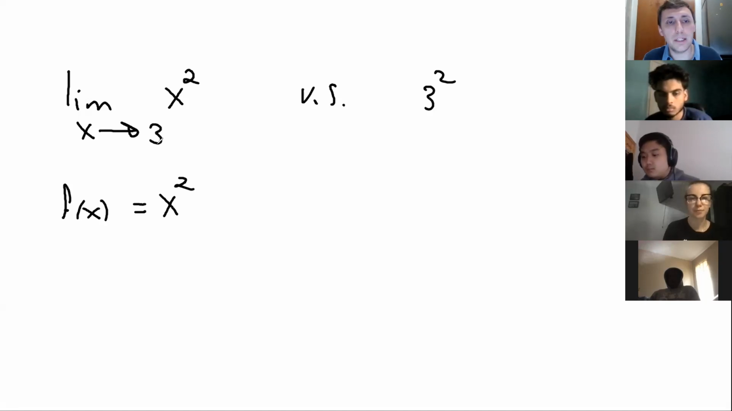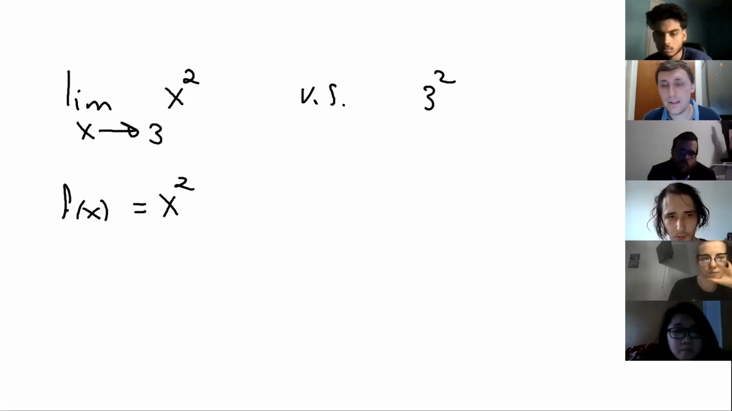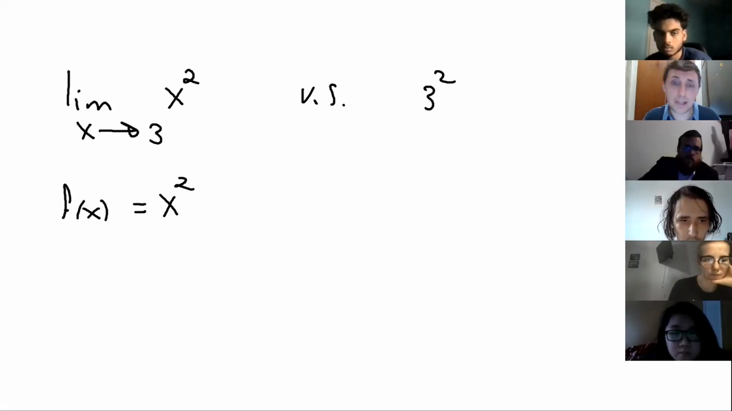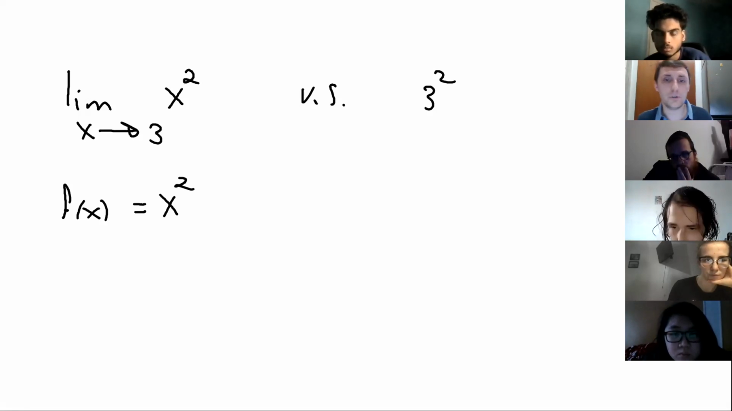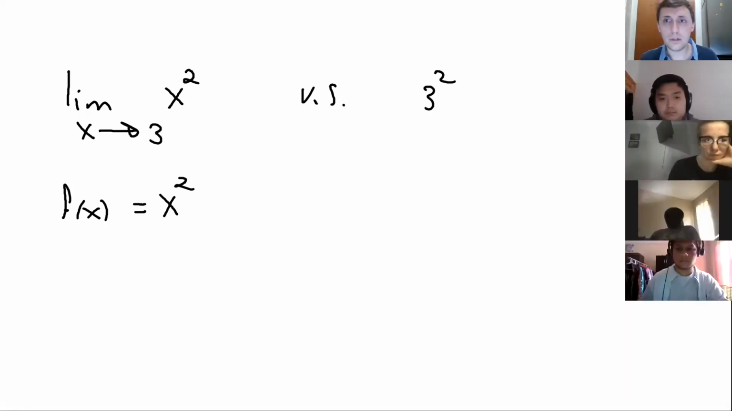what am I plugging in when I take the limit as x goes to 3? I'm plugging something in. In other words, I'm taking something very close to 3. Brilliant. We're plugging in something very close to 3. Good. So limits are very simple, guys. You're just plugging in values that are close to 3.